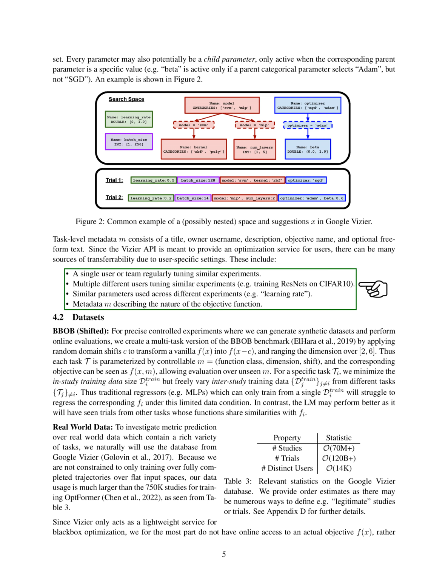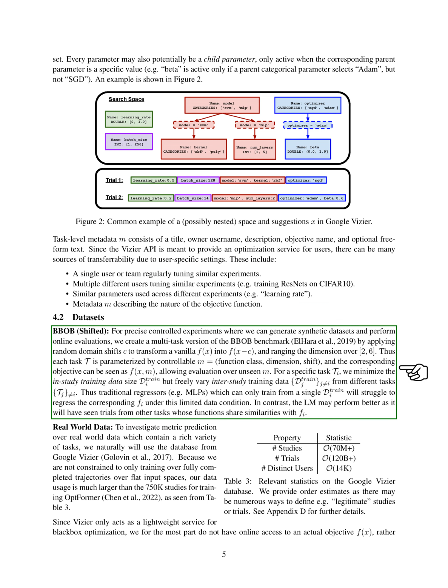These scenarios range from a single user or team repeatedly fine-tuning similar experiments, to multiple users working on similar projects, or even the use of common parameters across different experiments. The nature of the objective function and the datasets used also contribute to the versatility of our approach. For controlled experiments, we use a modified version of the BBOB benchmark, introducing random shifts to the domain to create a variety of tasks. Each task is defined by specific parameters, including the class of function, its dimension, and the shift applied. This setup allows us to evaluate our approach on tasks with unseen parameters.